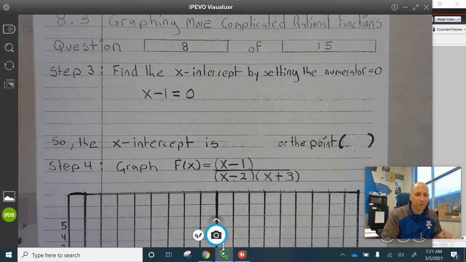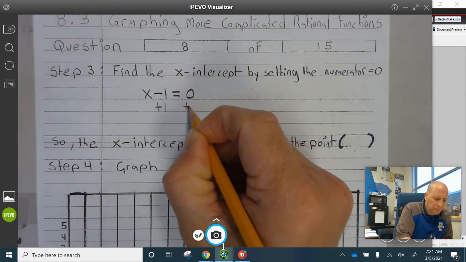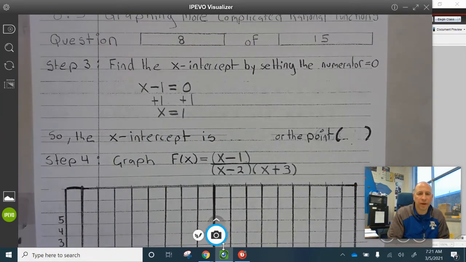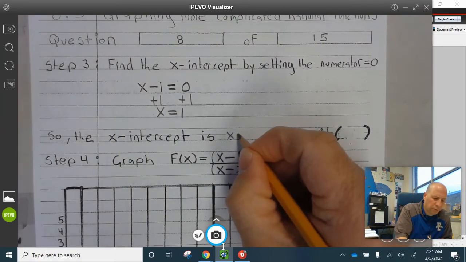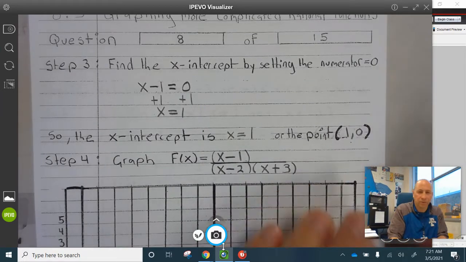Step 3, find the x-intercept by setting the numerator equal to 0. We're going to add 1 to both sides, so x equals 1. So the x-intercept is x equals 1, or the point (1, 0).